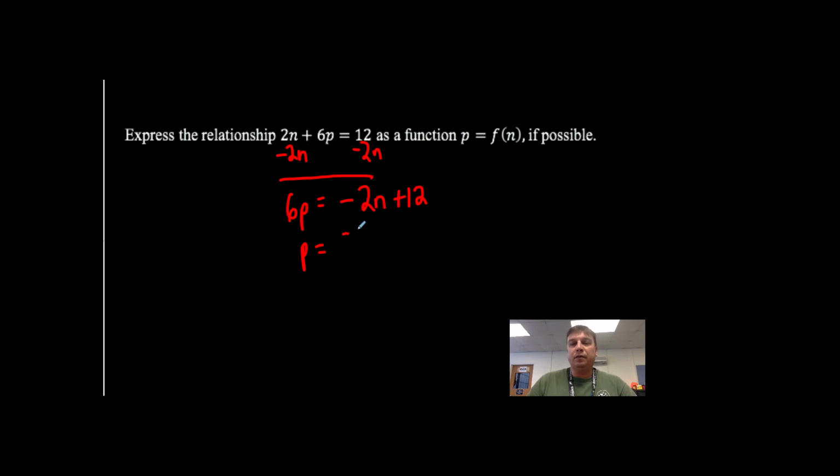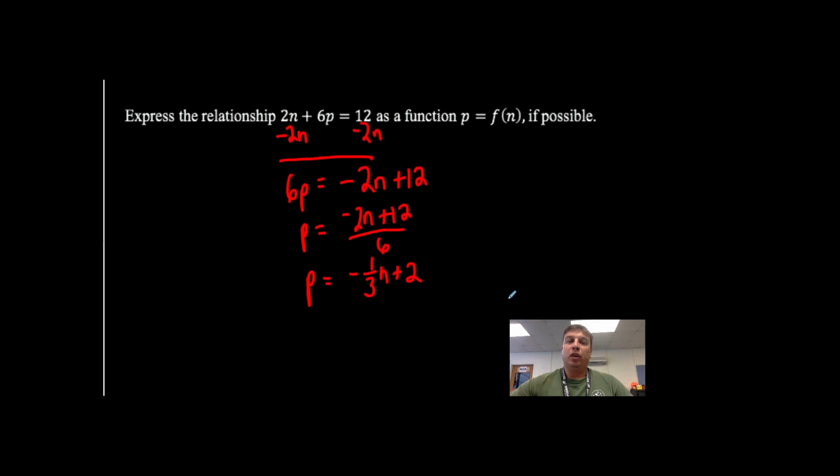So negative 2n plus 12, all of which is divided by 6. Let's clean this up. p is equal to, let's see, I've got to divide this by 6, and I have to divide this by 6. So I'm going to get negative 1/3 n, and again, because 6 divided by 2 is going to give me 3, 2 divided by 2 gives me 1. 12 divided by 6, that's just going to give me 2.